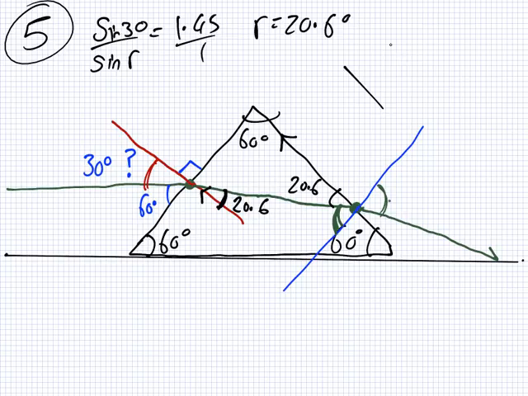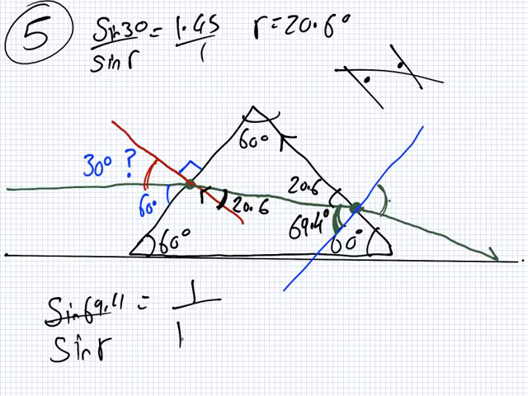So again, it's one of these things in maths. It's very good. This angle is the same as this angle when the lines are parallel. So then that means this angle here is 90 minus that, 69.4 degrees. So now we have sine 69.4 over sine r equals n2 over n1. It's the opposite because it's going the other way. So this angle here is 40.2.